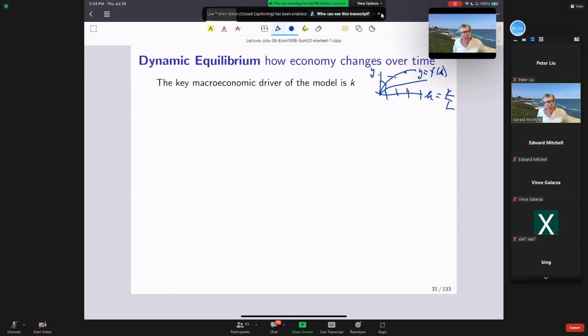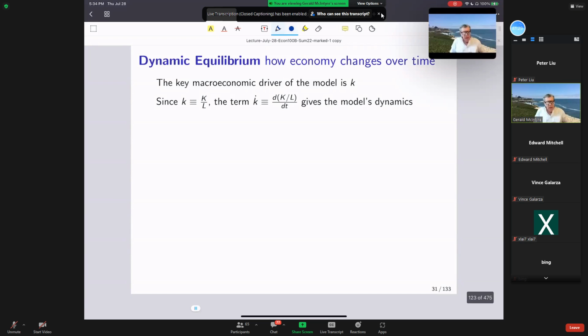Okay, let's do that. The variable small k, you recall, is capital K divided by L. So if we need to know how small k changes over time, we need to know the time derivative of small k. Recall what k dot is. It says how small k changes over time. It's the derivative of K over L with respect to t, and that will give us the model's dynamics.